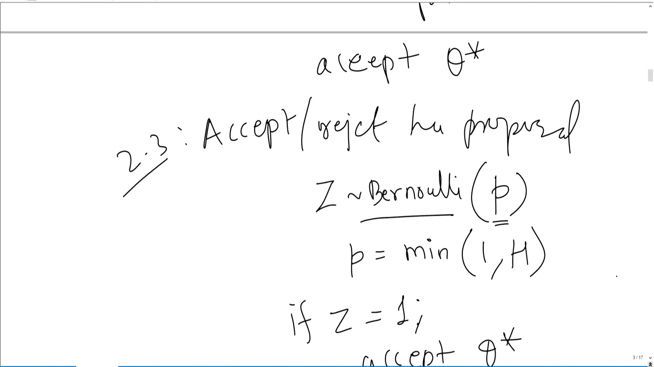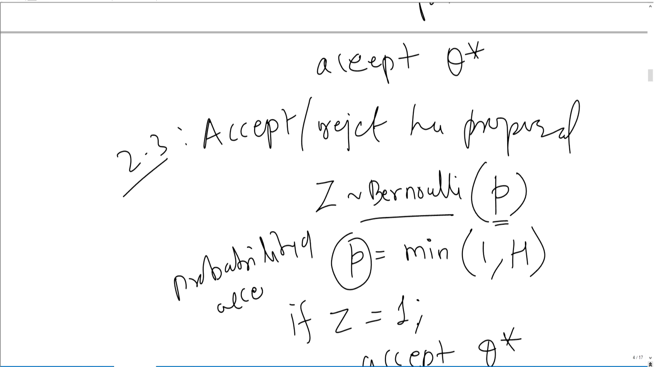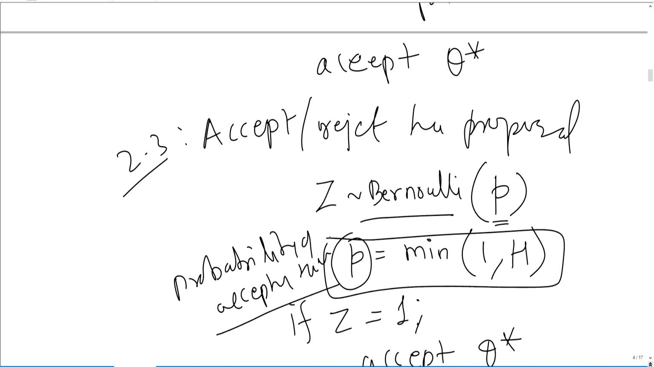Now, from the Hastings ratio you will calculate this p. p is the probability of accepting the proposal. Okay. So, how does it work? Suppose h equals 1.5. If h is greater than 1, then the value of p will be 1 because you are taking the minimum of 1 and h. So, in that case the minimum is 1, and the probability of accepting the proposal is 1. If h is less than 1, then the probability of accepting the proposal is h, right. So, we accept the proposal with probability h.